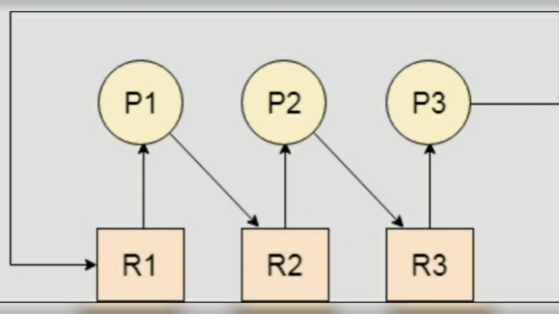Process P2 also demands for resource R3, which is being used by process P3. Process P2 also stops its execution because it can't continue without resource R3. Process P3 also demands for resource R1, which is being used by process P1. Therefore, process P3 also stops its execution.